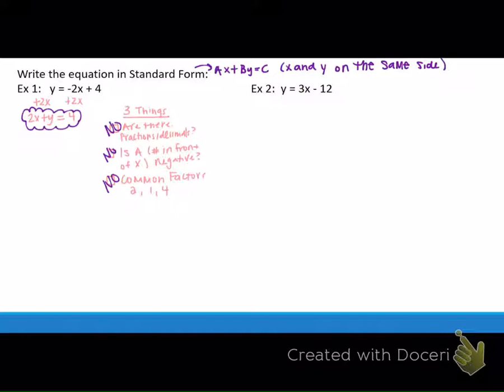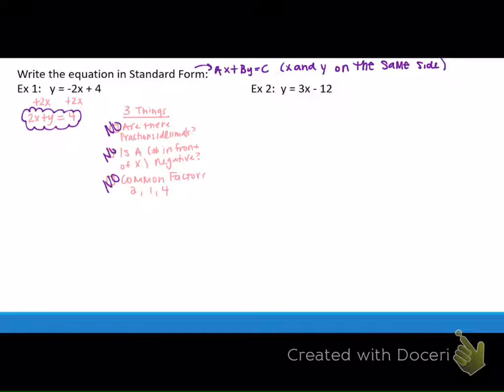We'll talk about each of these situations throughout the period. So that's 2, 1, 4. Those are just the numbers. So 2 is the number in front of x, 1 is the number in front of y, and 4 is the number on the outside there.